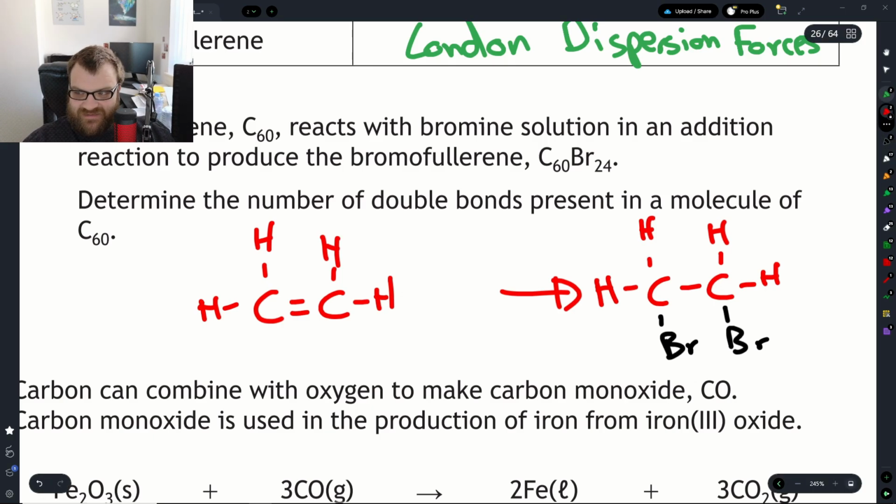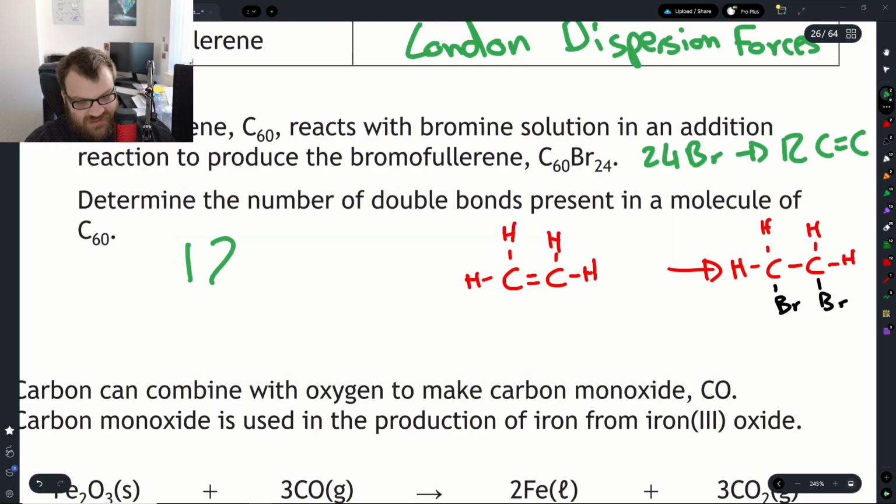Therefore, if we're adding 24 Br, that's got to be 12 carbon to carbon double bonds, as every double bond requires 2 bromines to break. The answer in this case would be 12.